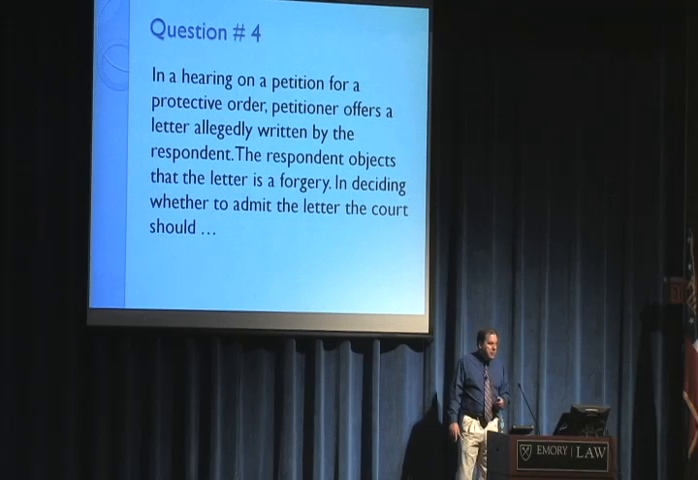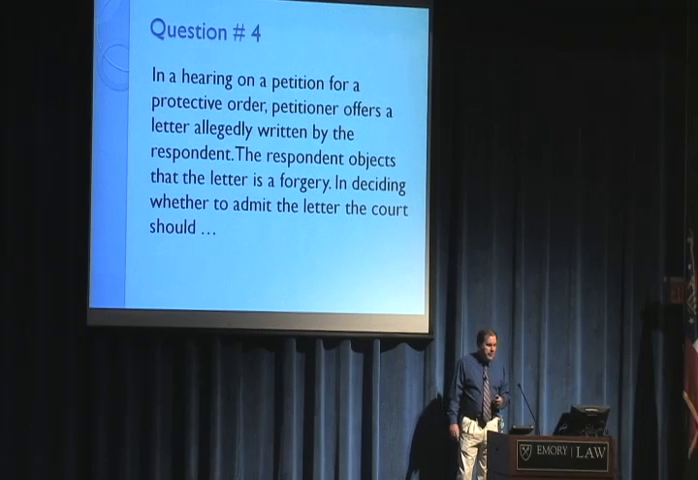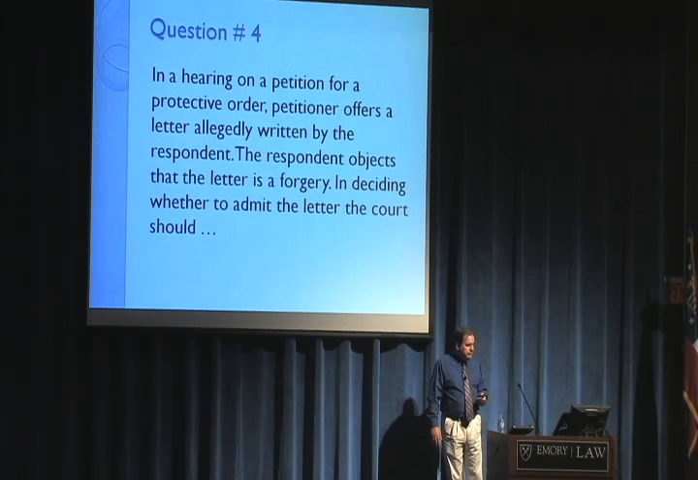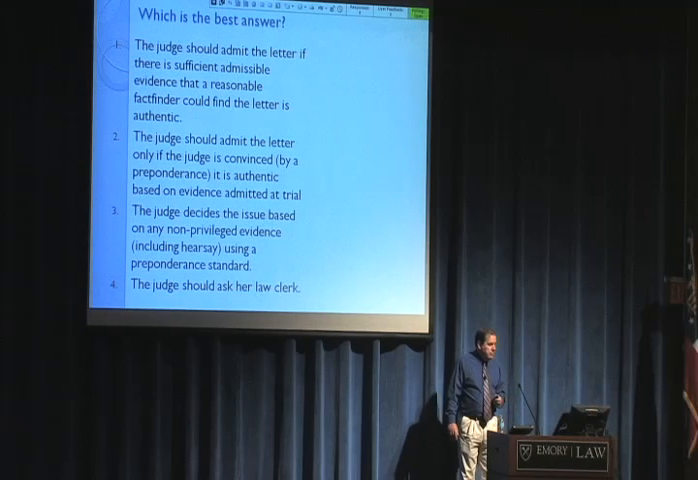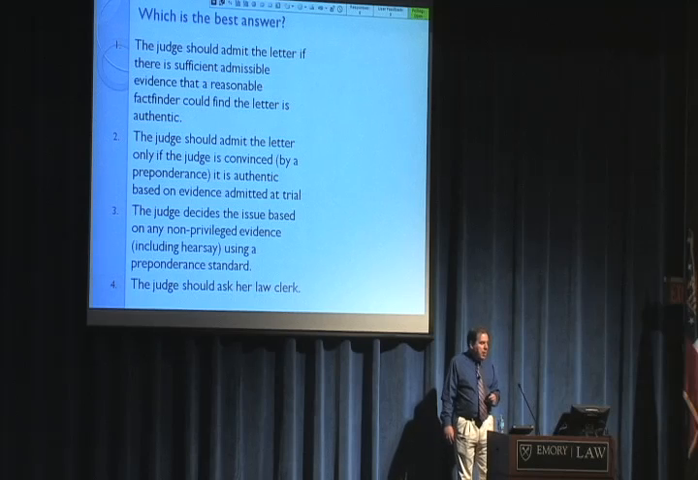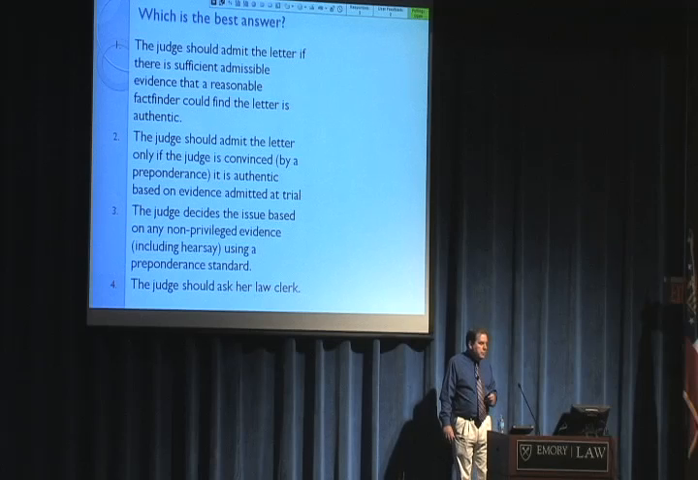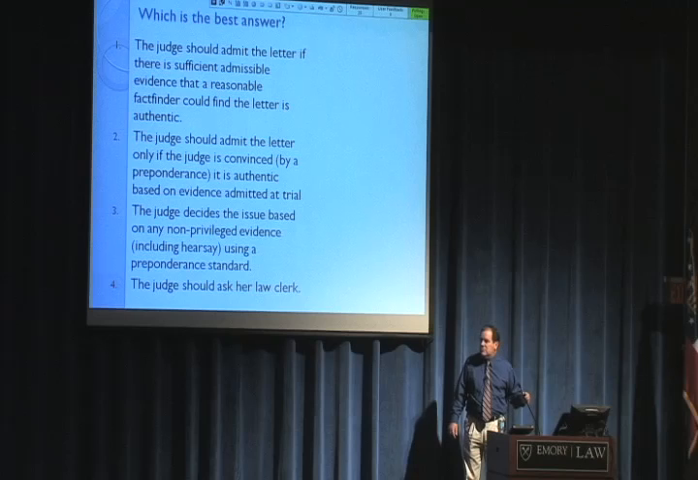In a hearing on a petition for a protective order, petitioner offers a letter allegedly written by the respondent. The respondent objects that the letter is a forgery. In deciding whether to admit the letter, the court should: one, admit the letter if there's sufficient admissible evidence that a reasonable fact finder could find the letter is authentic. Two, the judge should admit the letter only if the judge is convinced by a preponderance it is authentic based on evidence admitted at trial. Three, the judge decides the issue based on any non-privileged evidence, including hearsay, using a preponderance standard. Or four, the judge should ask her law clerk. This is the best answer, not what most often happens.